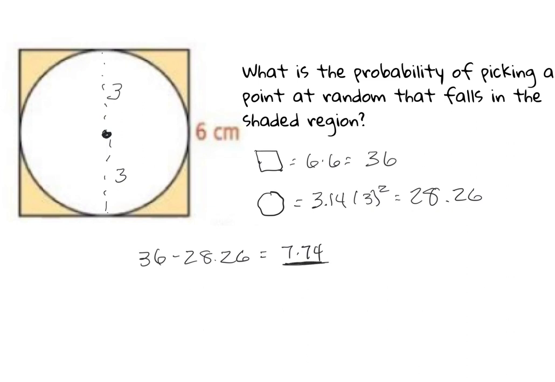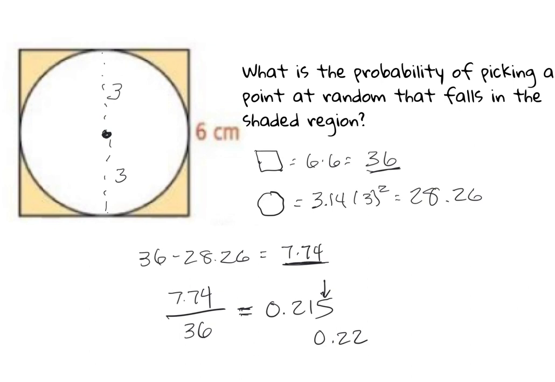This is our desired outcome. This is our total outcome, so 7.74 divided by 36, which is 0.215. And if I round that to the nearest hundredth, the 5 tells me to round up, so 0.22 would be our final answer.